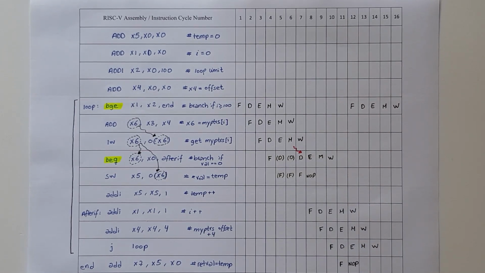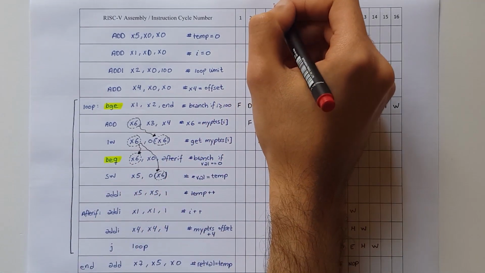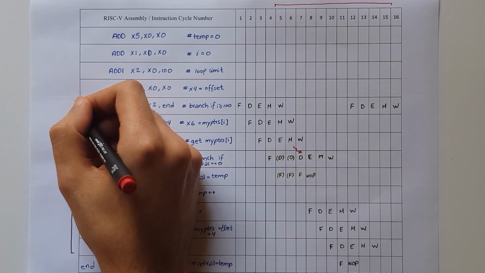Thus, if we were to calculate the CPI for this case of the loop, we would get 11 cycles per 7 executed instructions, giving us a CPI of 1.57.